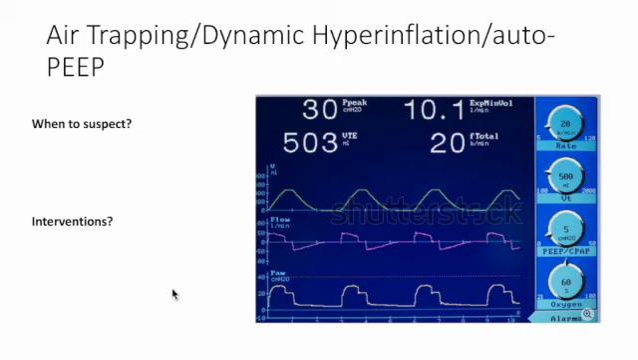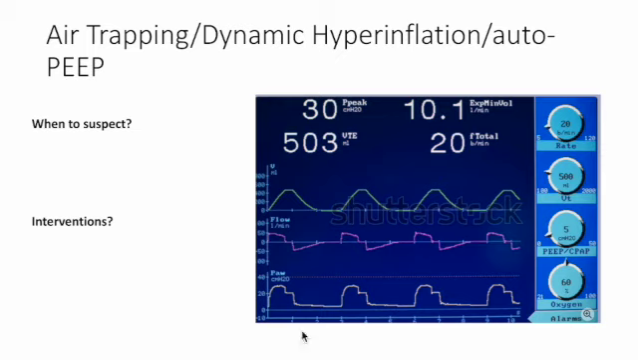Well, it increases the peak pressures, and high peak pressures can cause barotrauma to the lungs. But additionally, what can happen is because the peak expiratory pressure continues to increase, you can have increased intrathoracic pressures. And in very severe cases of increased intrathoracic pressure, you can develop obstructive cardiogenic shock.